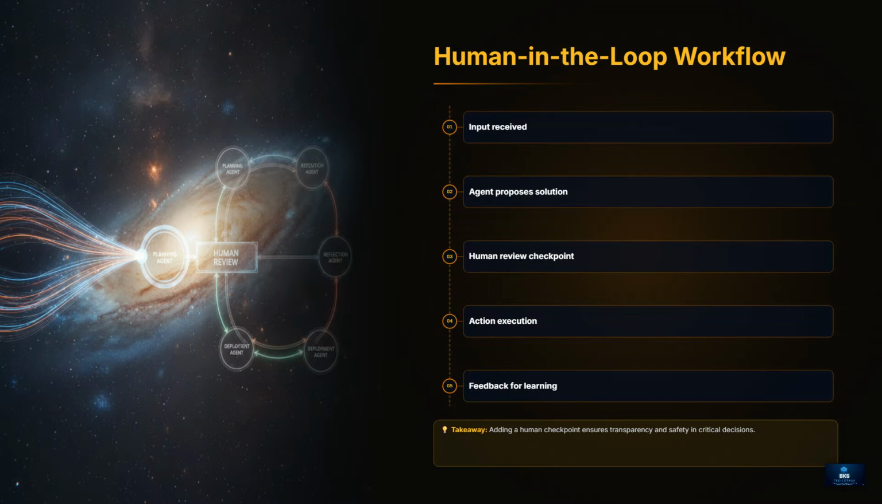Not all decisions should be fully autonomous. We use a human-in-the-loop workflow for critical tasks. The agent plans the action, but it stops at a checkpoint for human review. Once the human provides feedback or approval, the agent proceeds. This builds trust and ensures the system remains aligned with our ethical standards.